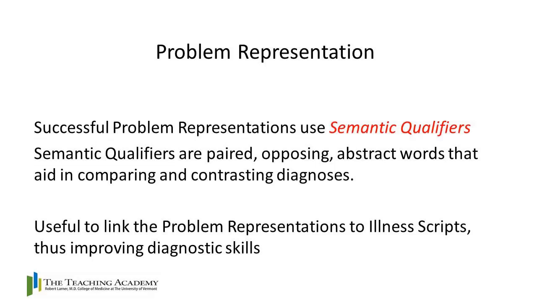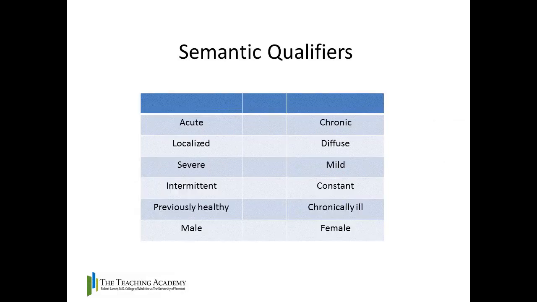Successful problem representations use words and phrases known as semantic qualifiers. These are paired, often opposing, abstract words that relay clinical information and can aid in comparing and contrasting diagnoses. One nice thing about semantic qualifiers is that they are useful to link the problem representations to the illness scripts, thus improving diagnostic skills. Let's see what these semantic qualifiers look like.